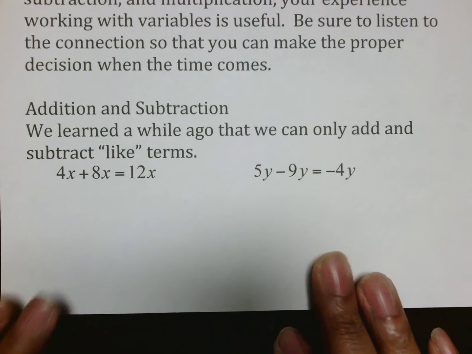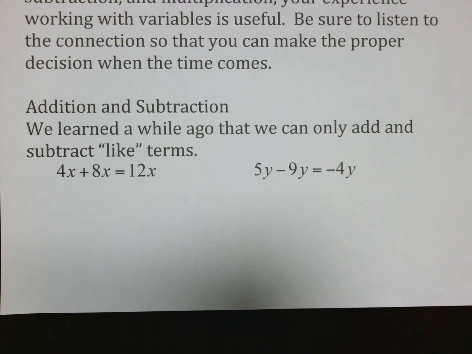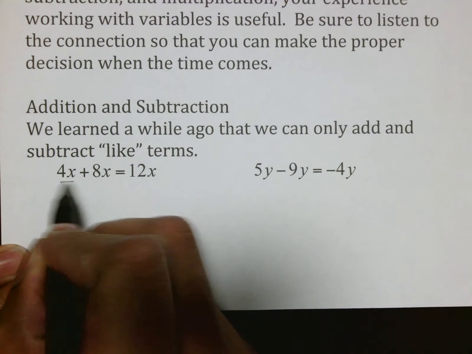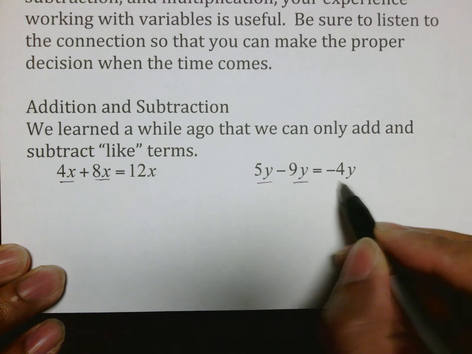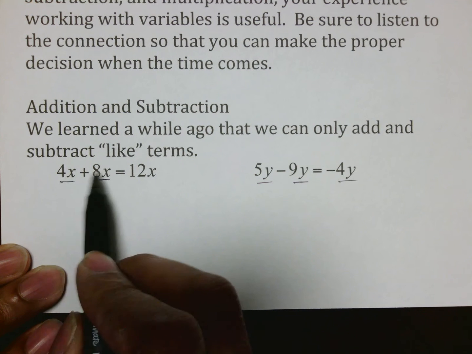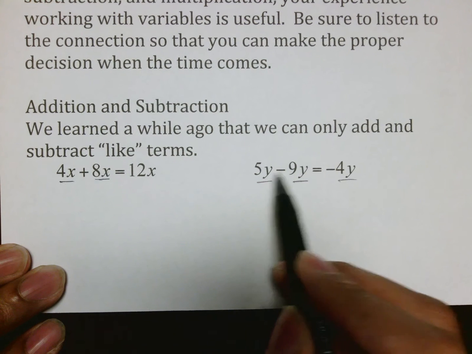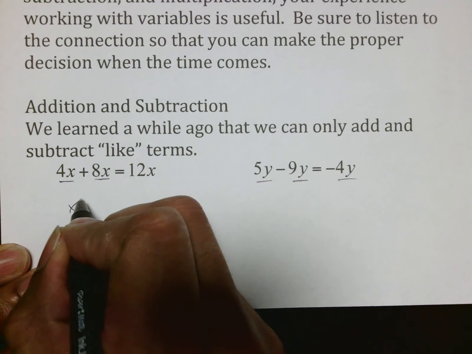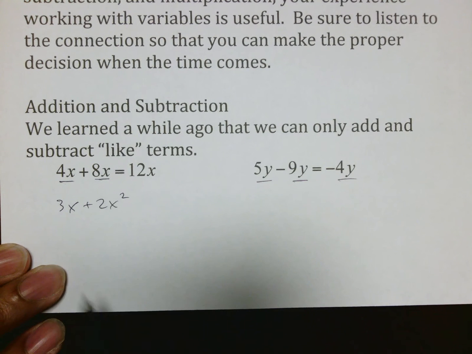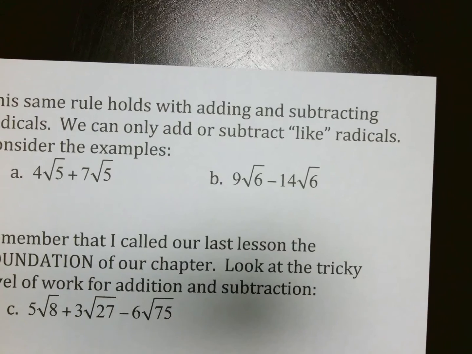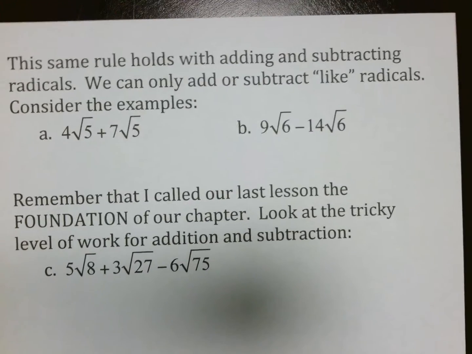Addition and subtraction, we learned a long time ago we can only add and subtract like terms. For example, we know that 4x and 8x makes 12x. We know that 5y minus 9y makes negative 4y, and the reason we can put that together is because you have x and x, y and y. We cannot do 3x plus 2x squared because those are 2 different variable items, and so therefore you cannot put that together. The same thing holds when you go to add and subtract radicals.